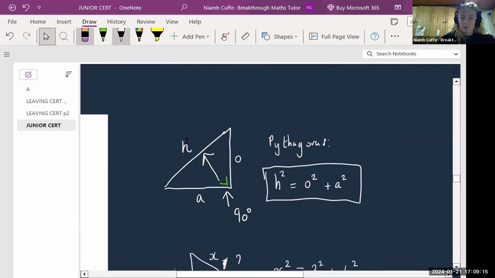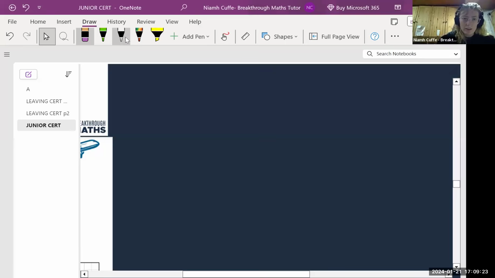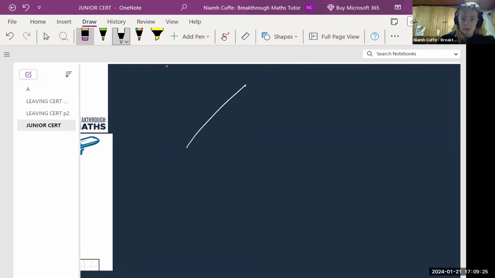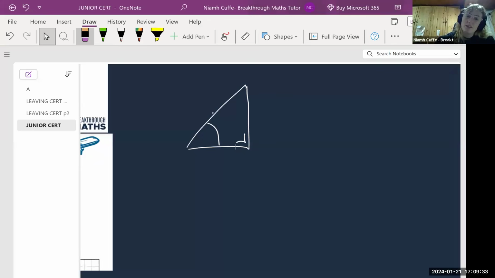A great point that TJ brought up was labeling these sides O and A. What is all this about? Let's take our exact same right-angled triangle, here it is again with our right angle. But this time, I know this angle here. I know that this angle is theta. Maybe it's 30 degrees or something, but I know this angle.